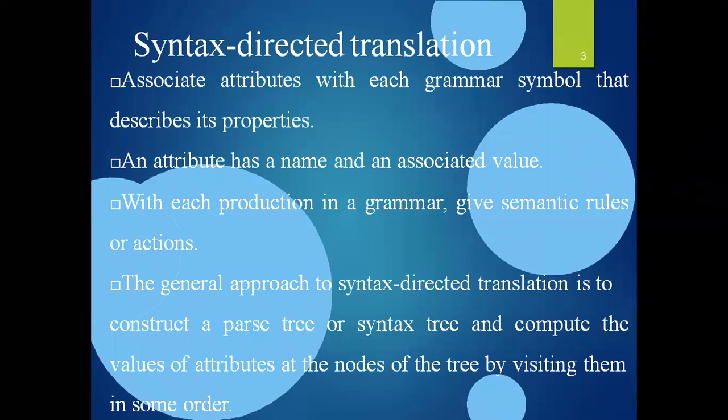An attribute has a name and an associated value. With this we are defining which attribute it is, with the name and an associated value. Further, while learning the concept of syntax directed translation, we will see this. With each production in a grammar, it gives semantic rules or actions. That means the grammar consists of a set of production rules. Every rule is in the form A tends to alpha. That means it consists of two sides, the left hand side and the right hand side. Based on the rule on the right hand side, we are performing some action, and we are calling that action or rule a semantic rule here. The general approach to syntax directed translation is to construct parse trees or syntax trees.